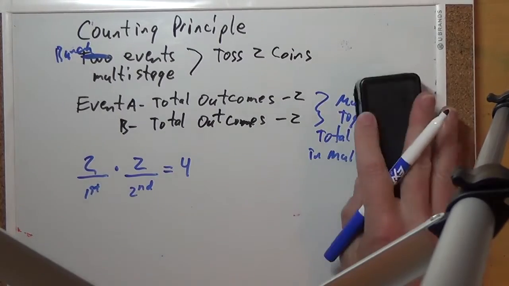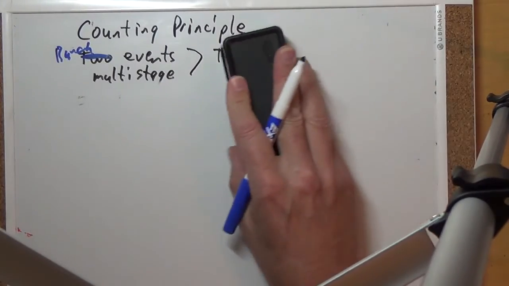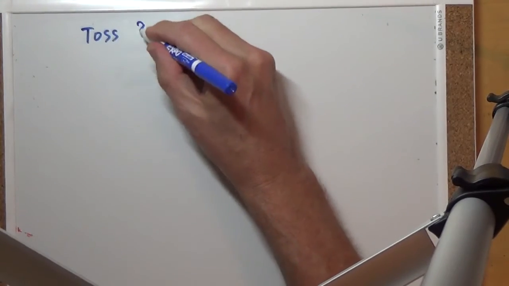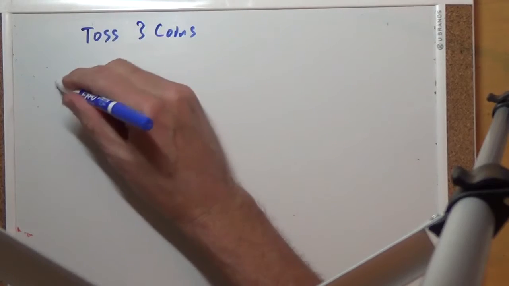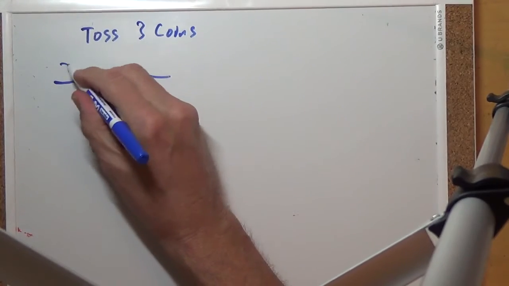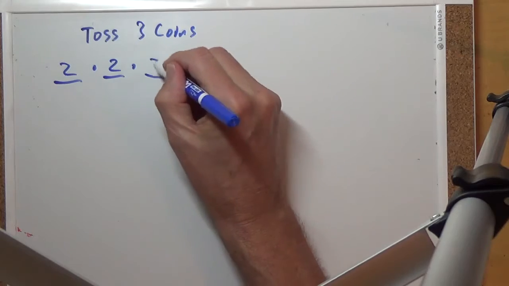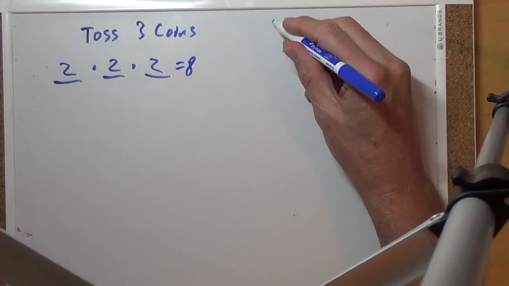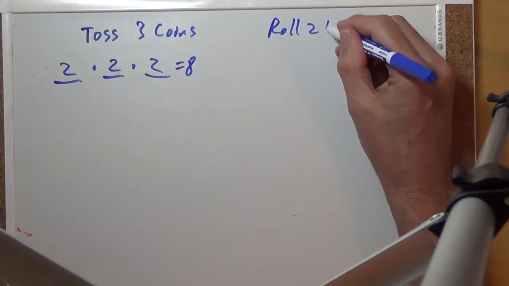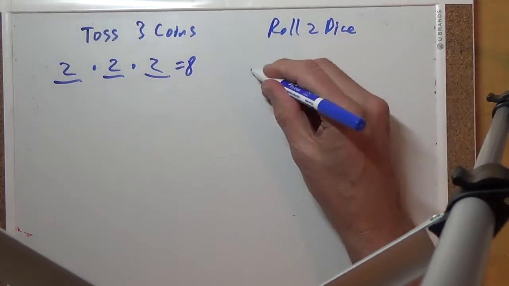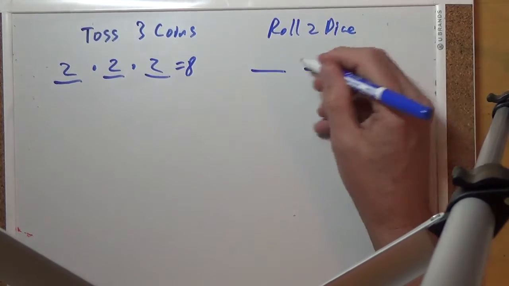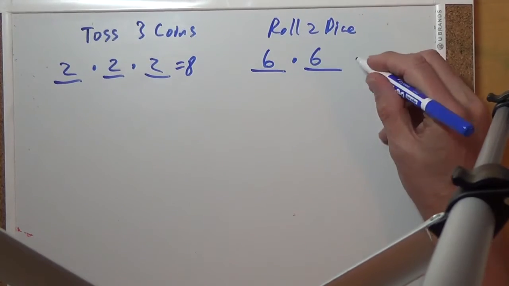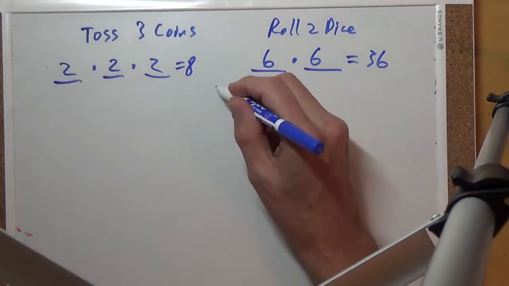So let's look at tossing 3 coins. We know that we got 8 total outcomes last time, because there are 3 events, 2 ways for the first, 2 second, 2 third, is 8. We rolled 2 dice. Roll 1, roll 2. 6 ways for the first to occur, 6 for the second. I got 36 total outcomes.